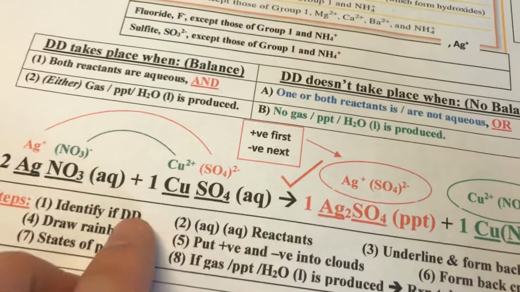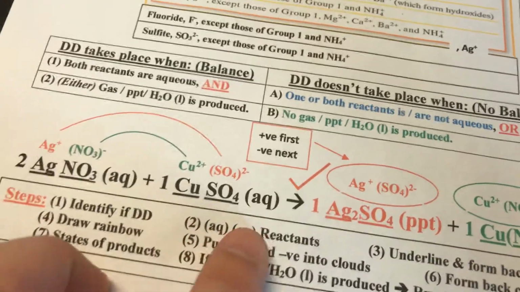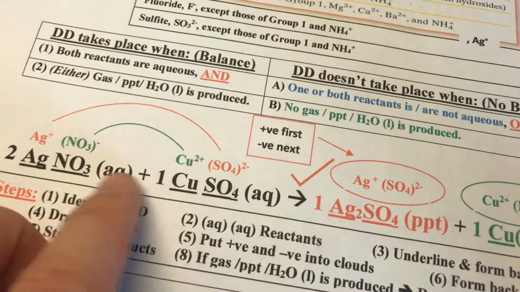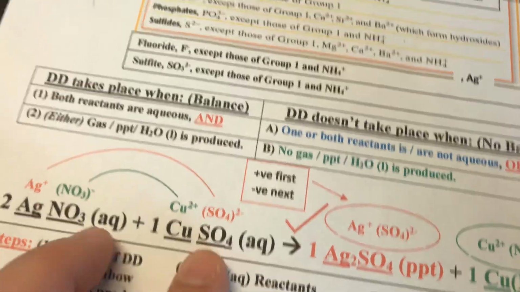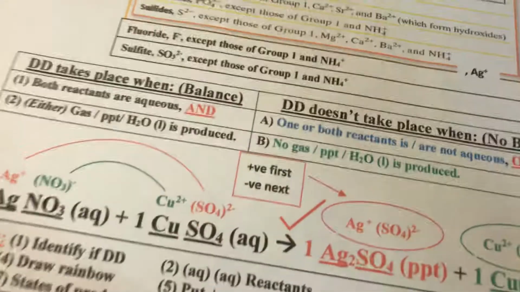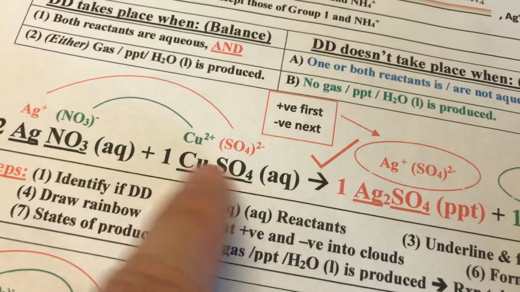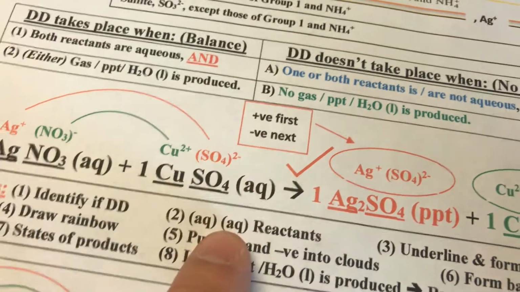Step two, once you know they are double displacement, you have to decide if the reactants are aqueous. So how do I know that? We go back and look up the solubility rules. If the two reactants are aqueous, then we label them aqueous, aqueous. That's step two.